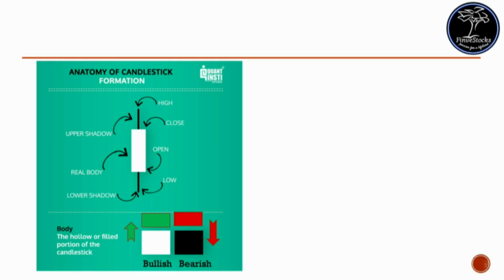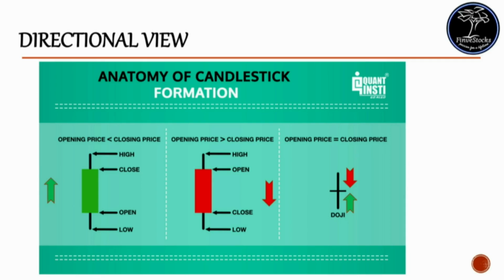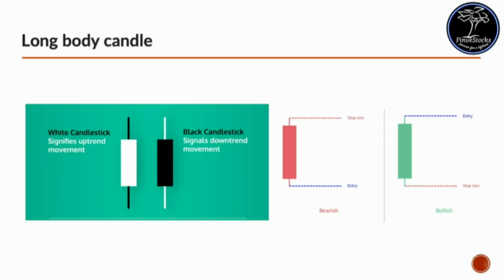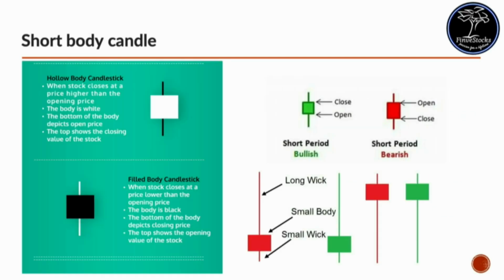First one is the body. Body is the hollow or filled portion of the candlestick. It can be green, white or red, black. A long body indicates heavy trading in one direction and strong buying or selling pressure. A small body indicates lighter trading and lighter buying or selling activity.